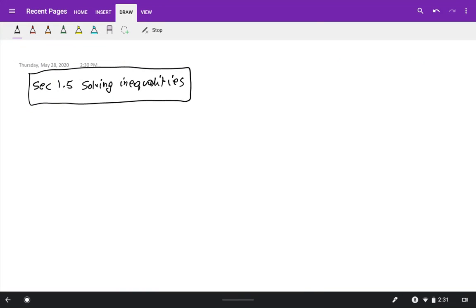Hello, guys. So this is the section 1.5 lecture about solving inequalities. There are four objectives. The first one will be to use interval notation. So I'm going to start with the first objective, interval notation.